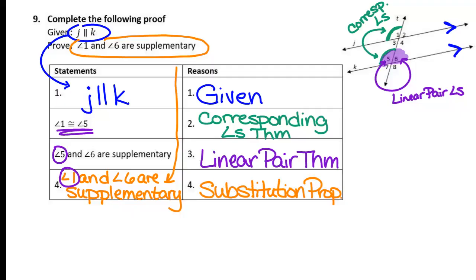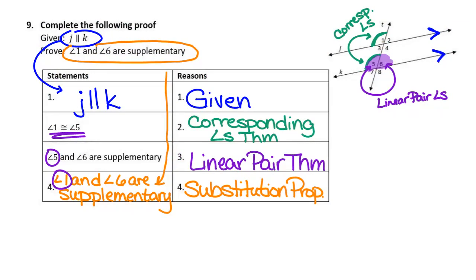This is a situation where it would not be transitive property. I would have to use substitution here. To use transitive property, you either have to have equals signs or you have to have congruent signs. So if you don't have an equal sign or a congruent sign, it's not possible for it to be transitive property.